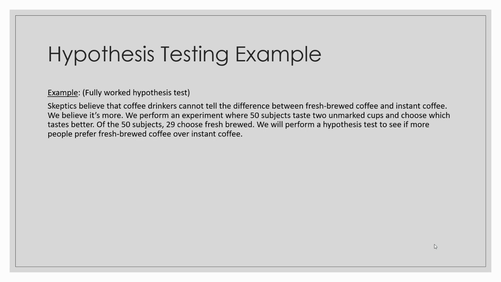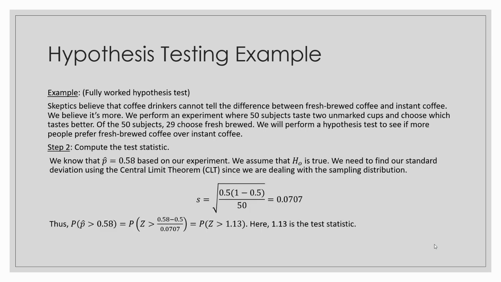Now, step number 2 is that we need to compute our test statistic, which remember is a z-score. So what we have to look at, if you look at the very last line, is the probability that p hat is greater than 0.58. Okay, so where am I getting 0.58? Well, that's coming from the 29 out of the 50 who have chosen fresh brewed coffee. That's where that's coming from, based on our sample. So if somebody took another sample, they would get a different p hat potentially. Now, the other question people ask is, why is it greater than? Why am I looking at p hat as greater than?